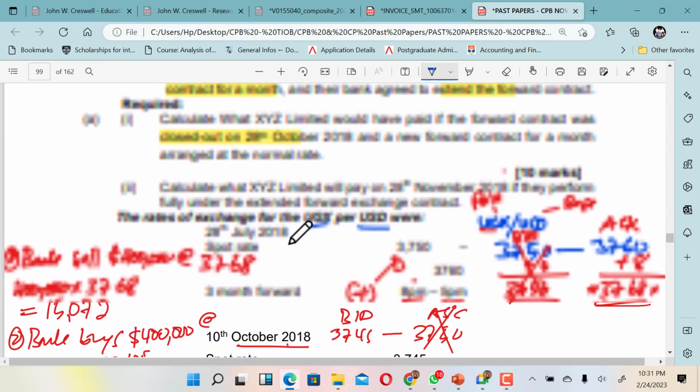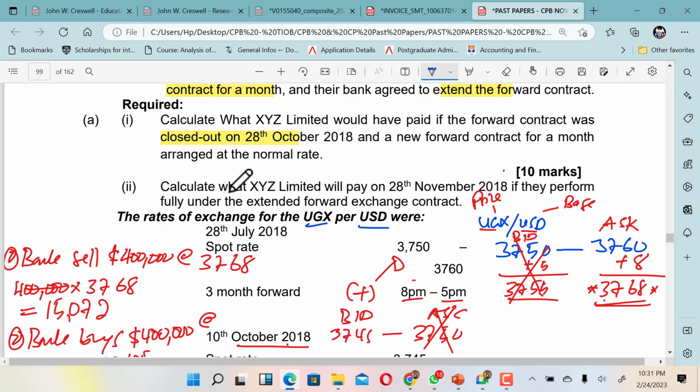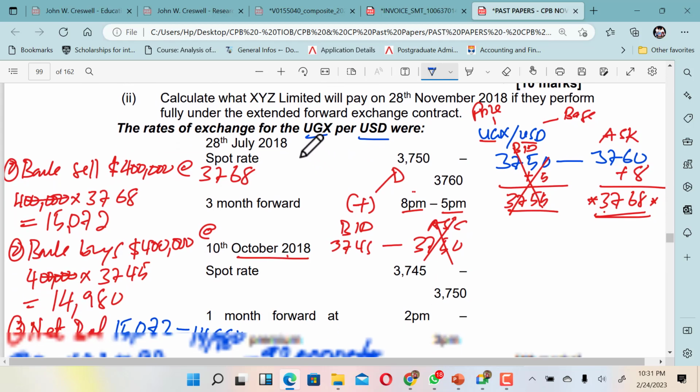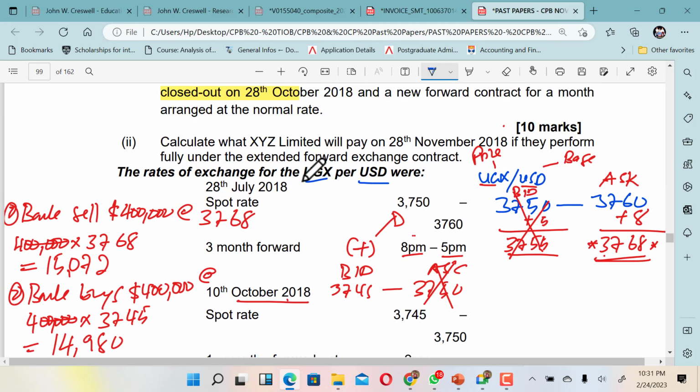Now, part B of the question requires you to calculate what XYZ Limited will pay on 28th of November if they perform fully under the extended forward exchange contract. Now, if the bank has agreed to extend this forward contract, basically what will happen here is the bank is going to use the October spot rates and adjust with the applicable premium or discount in order to arrive at the appropriate forward rates to be used in November.